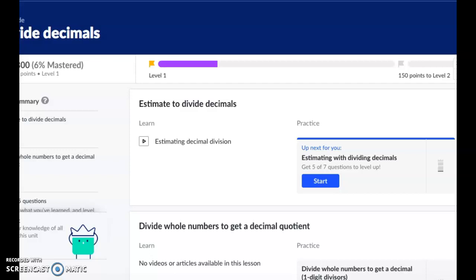Khan Academy, Divide Decimals. We're working on the subtopic Estimating with Dividing Decimals.